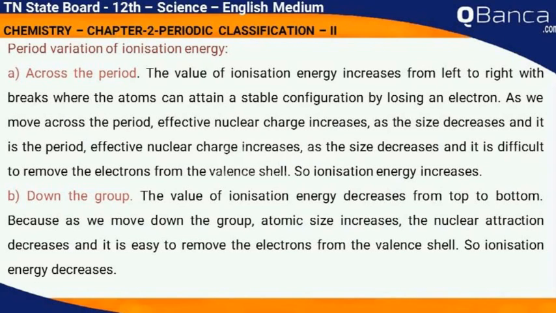Down the group, the value of ionization energy decreases from top to bottom, because as we move down the group, atomic size increases, the nuclear attraction decreases, and it is easy to remove the electrons from the valence shell. So, ionization energy decreases.